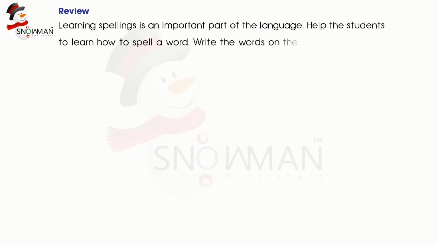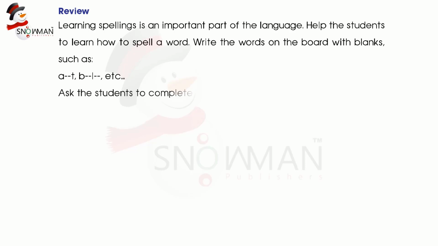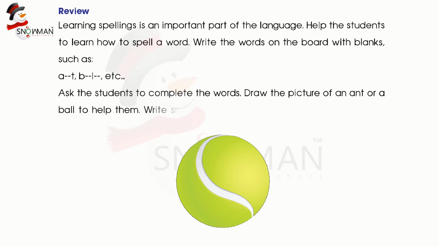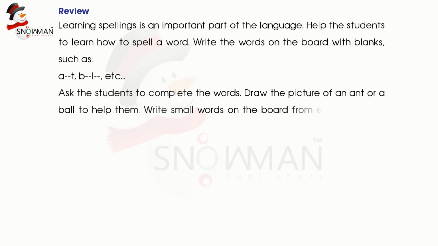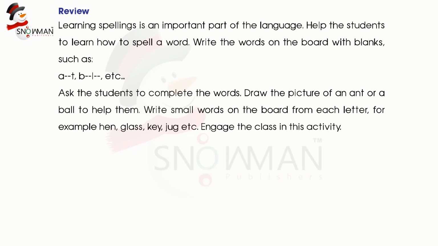Write the words on the board with blanks such as A blank T, B blank L blank, etc. Ask the students to complete the words. Draw the picture of an ant or a ball to help them. Write small words on the board from each letter. For example, hen, glass, key, jug, etc. Engage the class in this activity.